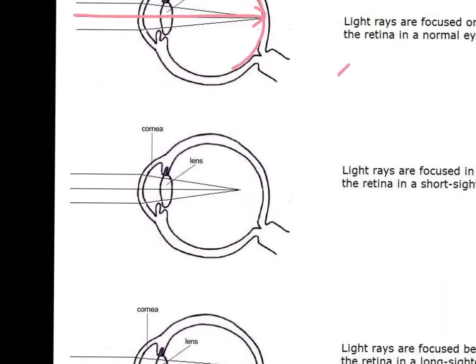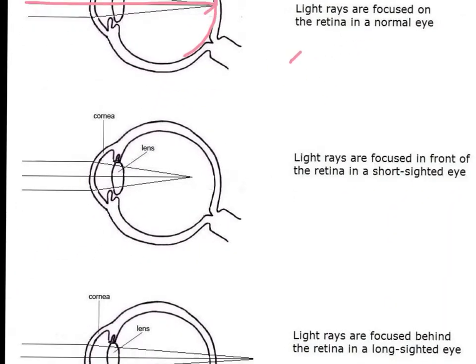On the other hand, if you are short-sighted, the image becomes focused before it reaches the back of the eye. This can be caused by the shape of the eye or the shape of the lens. Short-sighted people have difficulty seeing objects at distance, but can see things that are close by.